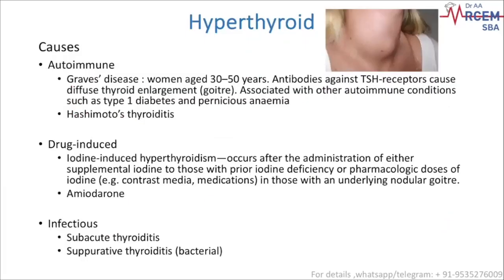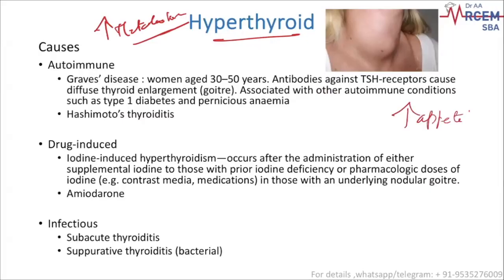Hyperthyroidism. How does a patient with hyperthyroidism present? Usually, the metabolism is very much on the higher side. Hyperthyroidism means the metabolism is crazily high. Because of increased metabolism, they will feel hungry. They eat a lot, so appetite is increased. In spite of the increase in appetite, they will have weight loss. This is the classical presentation.